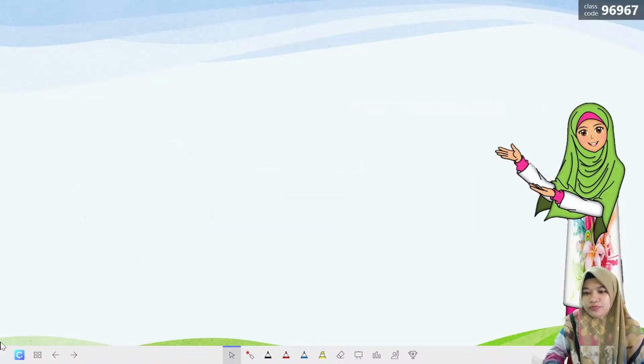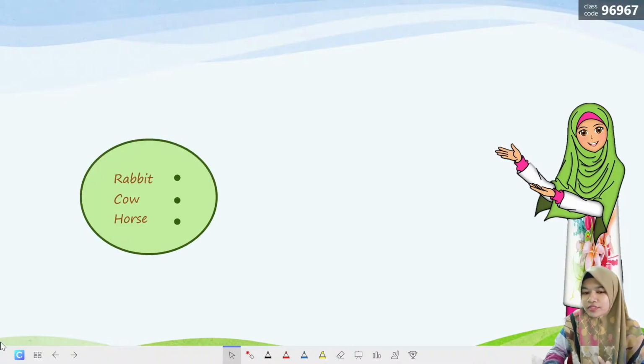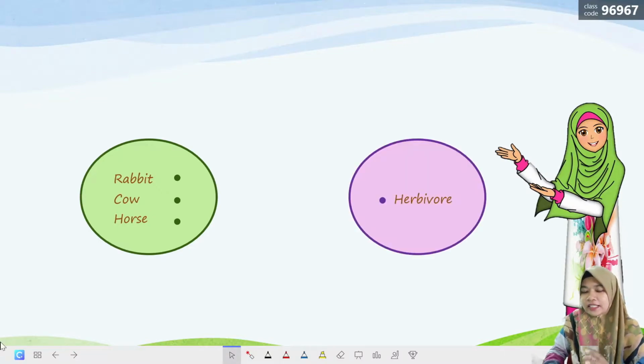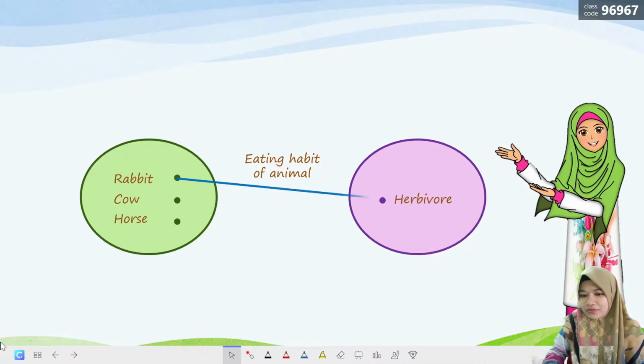Alright, next we look at another example. You have a set of animals: rabbit, cow, and horse. Right, and another set is herbivore. So the relationship between these two sets is about eating habit of animal. What is the eating habit for rabbit? Yes, rabbit is a herbivore. What about cow? Cow also herbivore.